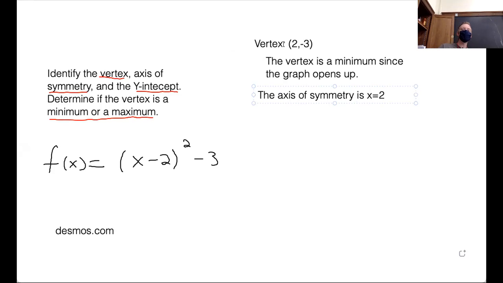And it's always x equals the x value from the vertex right here. We do have to include the x equals. If you just say the axis of symmetry is 2, that is not entirely correct, because x equals signifies that it's a vertical line. If you had y equals 2, that would be a horizontal line. And so you have to specify that the axis of symmetry is an x equals equation.